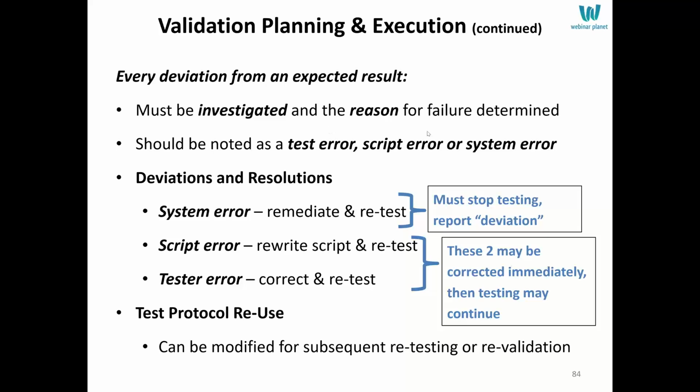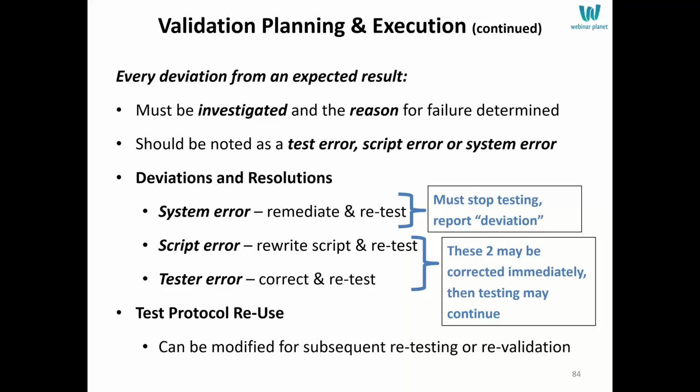When you have test results, deviations must be handled. If you have a script or tester error, you can correct them immediately. So the script was written incorrectly, or the tester executed it incorrectly or recorded the result incorrectly. In both cases, you can correct these immediately and continue testing.